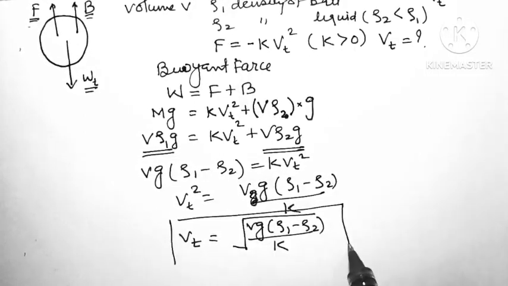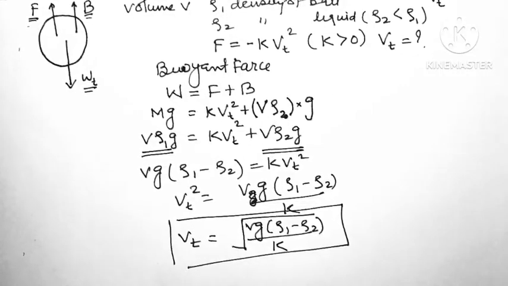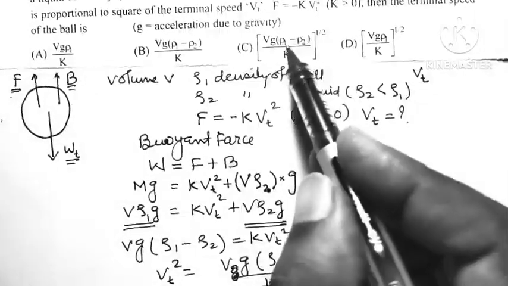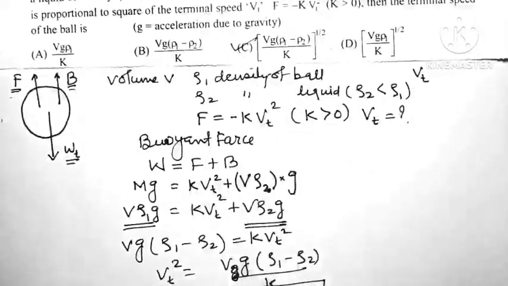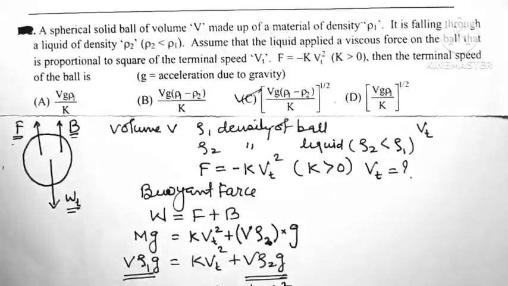So this is the terminal velocity. Which option is correct? See here, option C: Vg rho 1 minus rho 2 upon k, raised to the power 1 by 2. So for this question, option C is the correct option.